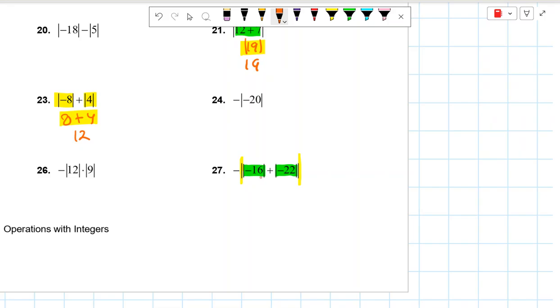The absolute value of negative 16 is 16. And the absolute value of negative 22 is 22. Replace the outer bars, and then we'll do what's inside here. 16 plus 22 is 38. Replace the bars, and then we'll take the bars. The absolute value of 38 is 38, and we'll move this negative sign down to get negative 38.